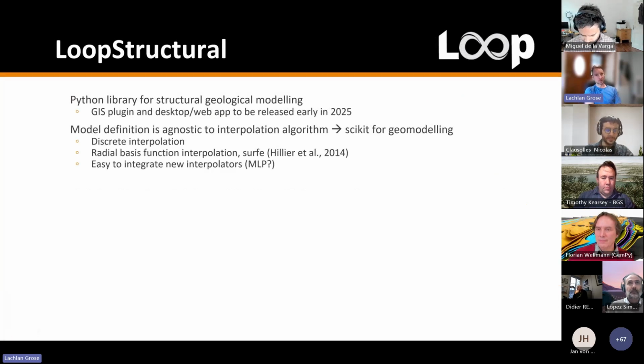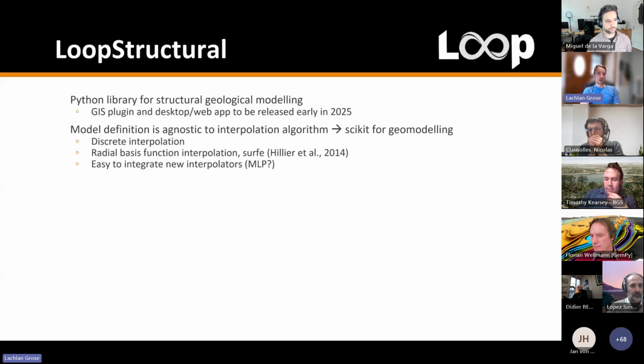Loop Structural is an open source Python library that I've developed over the last 5 years, and it's come from work that I did during my PhD, work that Gautier Laurent did during a postdoc at Monash, and some other algorithms that have been developed by people such as the RING team with Guillaume Caumon.